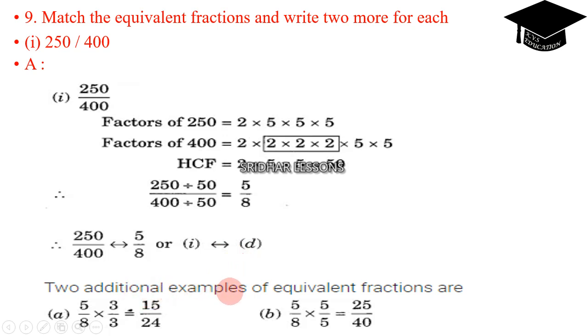Two additional examples are, see, 5 by 8 into 3 by 3. That means multiplying with the same number, that is equal to 15 by 24. Similarly, you can multiply numerator and denominator with another same number, 5. 5 by 8 into 5 by 5 is equal to 5 into 5, 25, 8 into 5, 40.